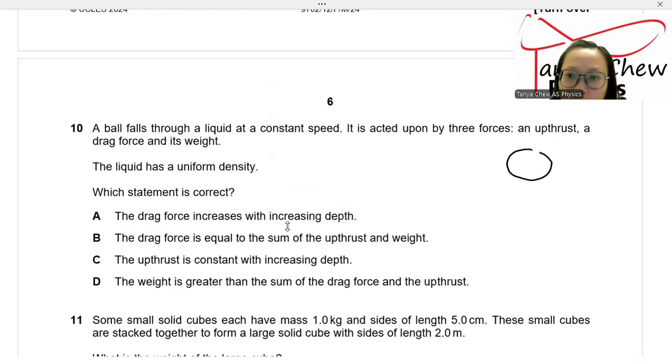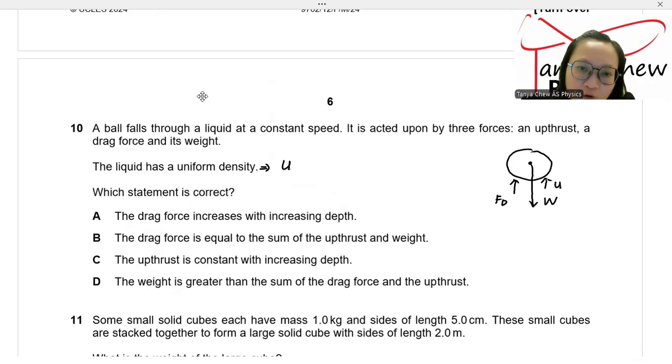This is a ball, and then weight is acting downwards. And then there's a drag force. FD represents drag force, and upthrust, U. Right? So one of the statements states that the liquid has a uniform density. This has something to do with upthrust force. Upthrust force is equal to rho Vg. Density of the liquid is constant, meaning to say that the upthrust force is constant. Right? Density constant, upthrust constant. Remember that because upthrust is the one that we can relate to the density.